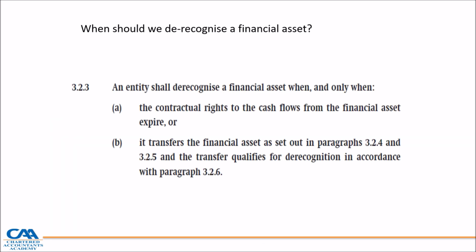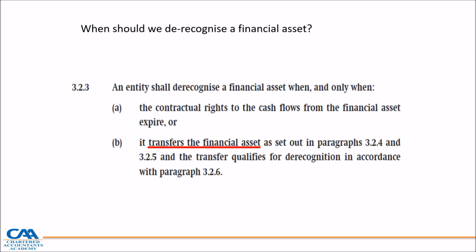Okay, so when should we derecognize a financial asset? A financial asset is derecognized when and only when the contractual rights to the cash flows of the financial asset expire, or it transfers the financial asset as set out in para 3.2.4 of IFRS 9 and 3.2.5, and the transfer qualifies for derecognition in accordance with para 3.2.6. So I'd like you to go to these parts in your standard and just look at them.